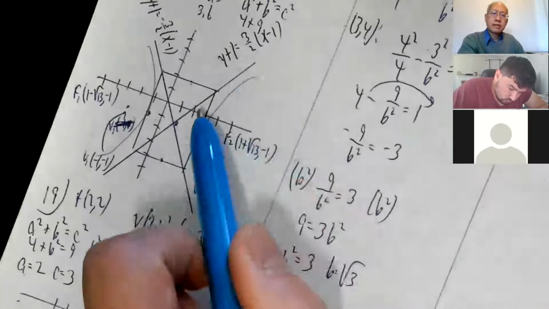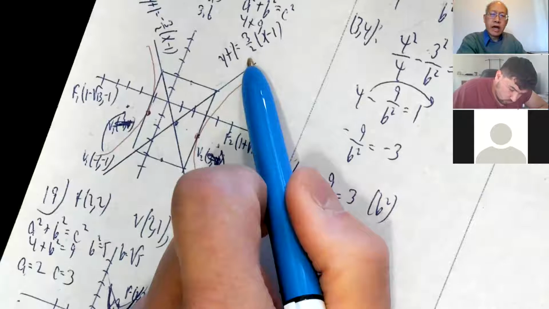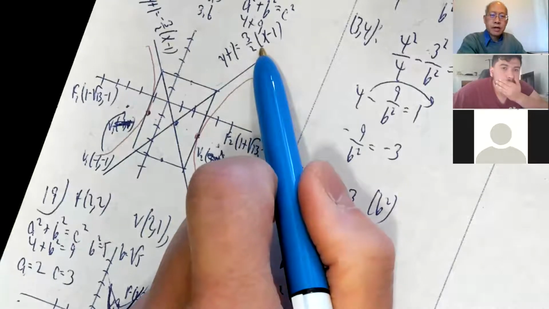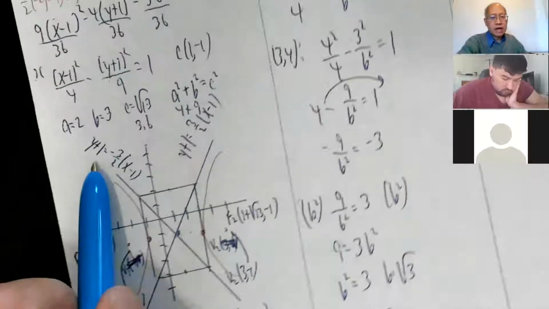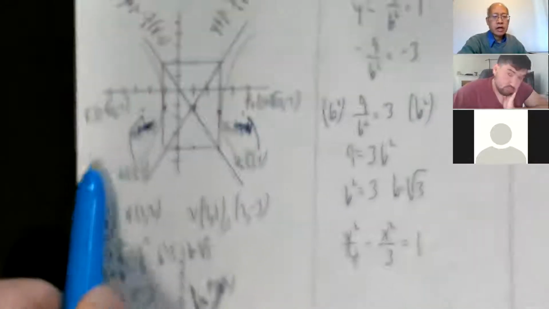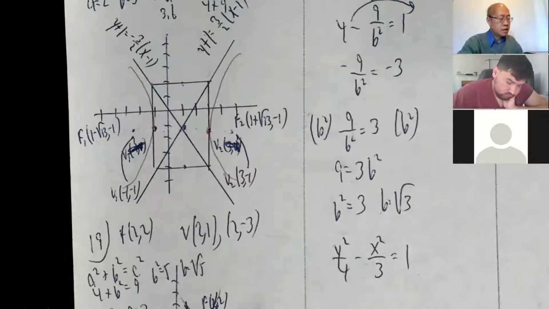So my asymptotes are y plus 1 equals 3/2 times x minus 1, and the exact same thing except a negative: y plus 1 equals -3/2 times x minus 1. And that's about it.